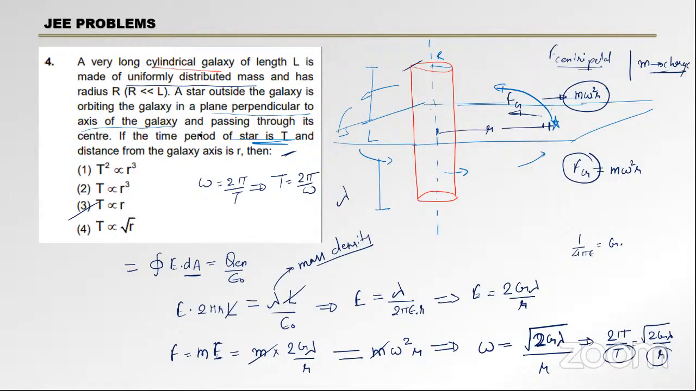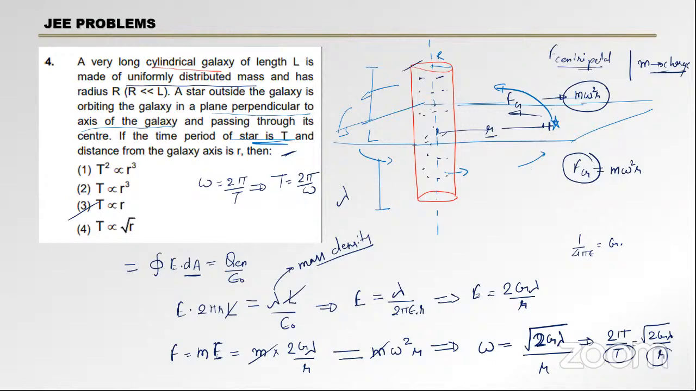The question is asking, there is a long cylindrical galaxy, right? It is containing masses. इसमें बहुत सारे masses. There are so many masses inside it, but it is uniformly distributed, right? Now there is one star which is at a distance of r. Okay, this star is rotating around it just like earth is rotating around sun. वैसे ही this star is rotating around this galaxy. Okay, rotate हो रहा है.